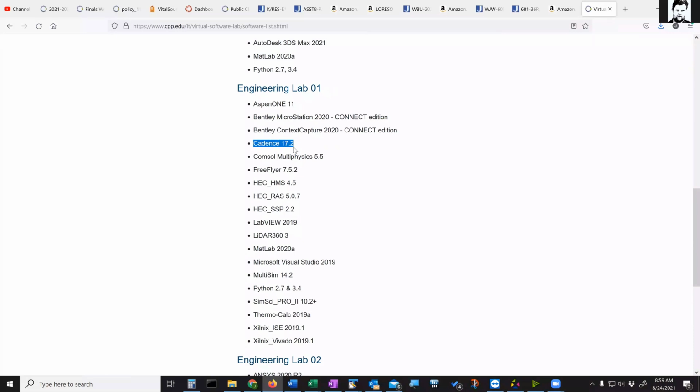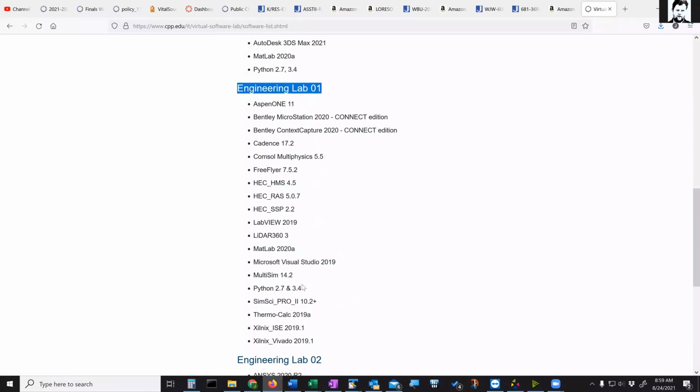Cadence is part of OrCAD, OrCAD is part of Cadence. So this is what you need for PSpice. So that's okay for PSpice. And then this one also has MATLAB. MATLAB's not a requirement for this course, but that's useful. And then it also has Multisim. So this Engineering Lab 01 has all the software you need.